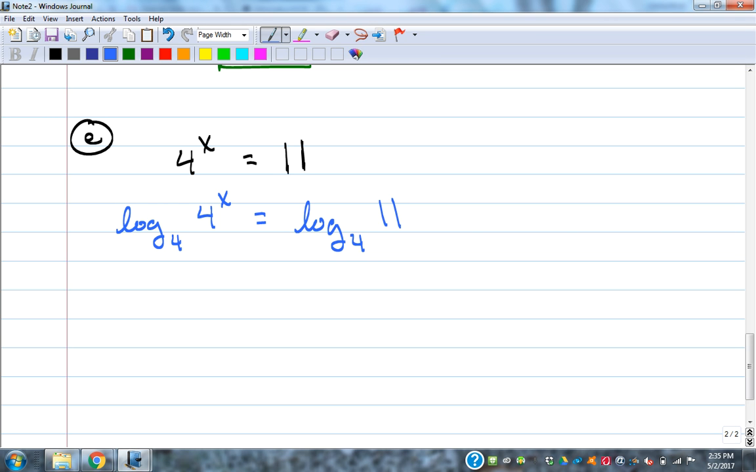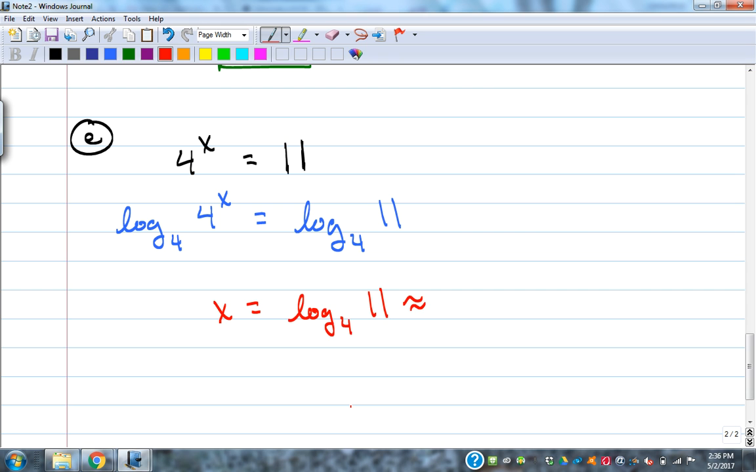What happens right here? Log base 4 of 4 cancels out. What's left on the left side? X by itself. Yeah, I'm finished. So I got x equals log base 4 of 11. And I can get a decimal approximation for that as well. And I want you to get the exact answer and a decimal approximation for that.